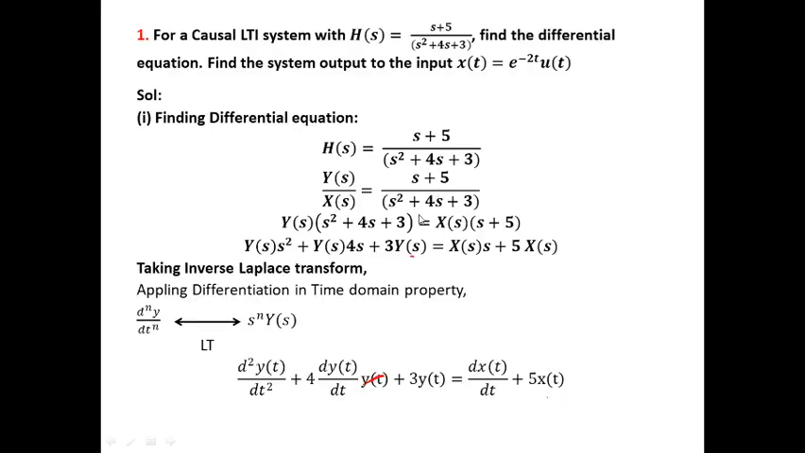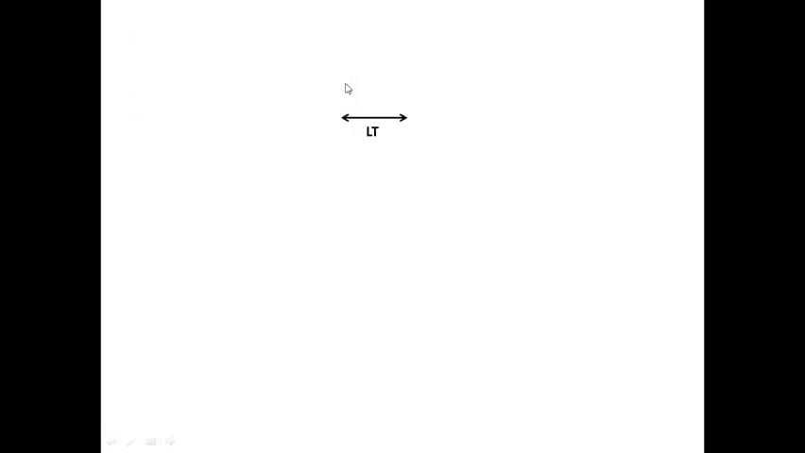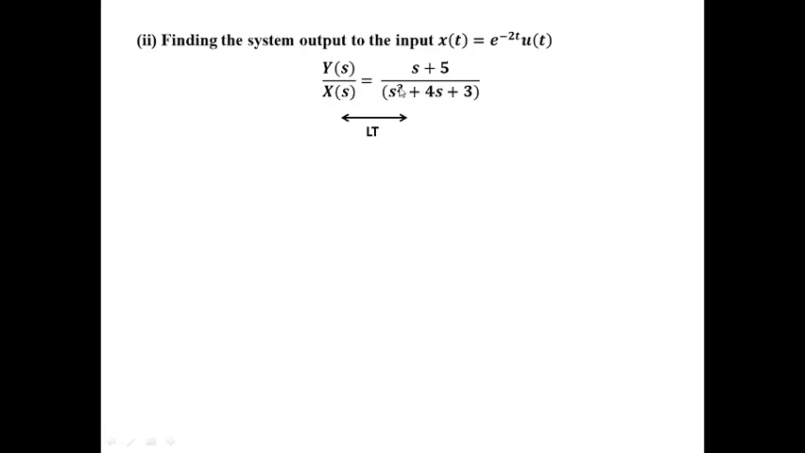So we have found out the differential equation for this particular system. Second one is we have to find the system output given the input. So finding the system output to the input. So x of t is given. Anyhow we need to find out Y of s divided by X of s is given. So we need to find what is X of s. So for x of t, if we find out the Laplace transform, we can find.